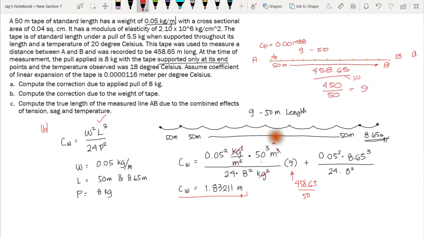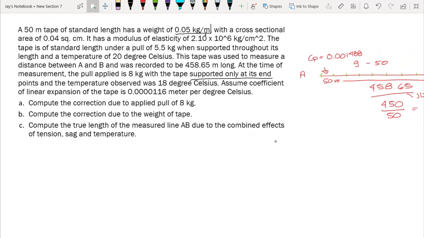Okay, so hindi siya pwede gawin ito. Applicable lang to siya if walang exponent ang ating L. Now, for question letter C, compute the true length of the measured line AB due to the combined effect of tension, sag, and temperature. So we have already computed the correction due to pull or due to tension, and the correction due to sag. So we do not have yet the correction due to temperature.